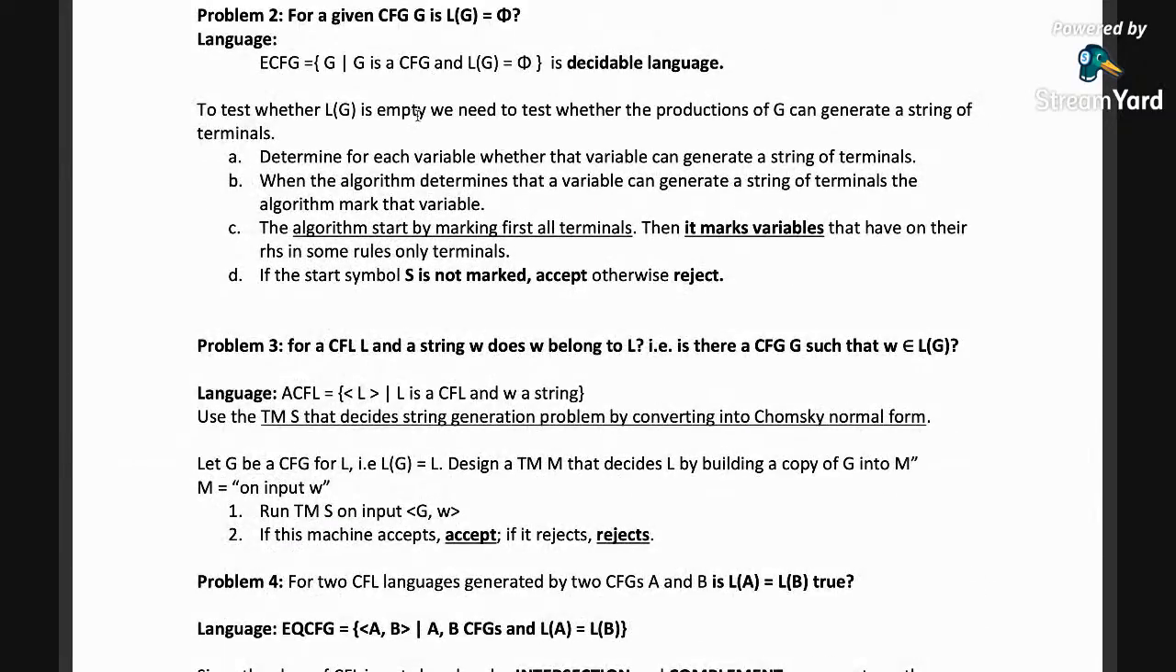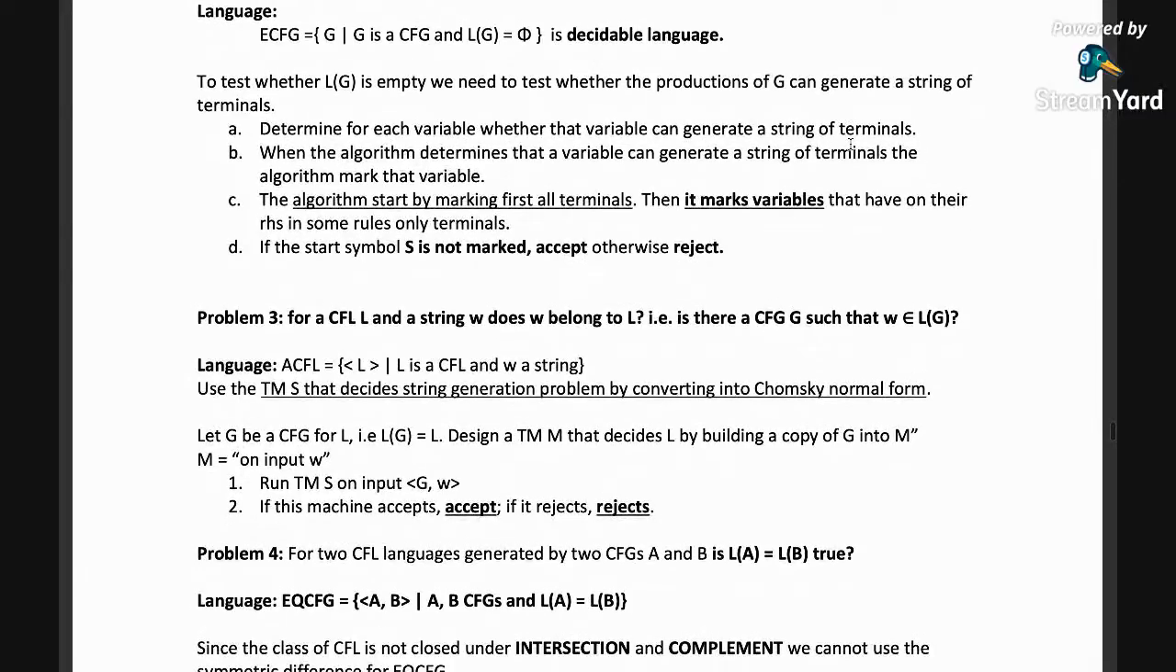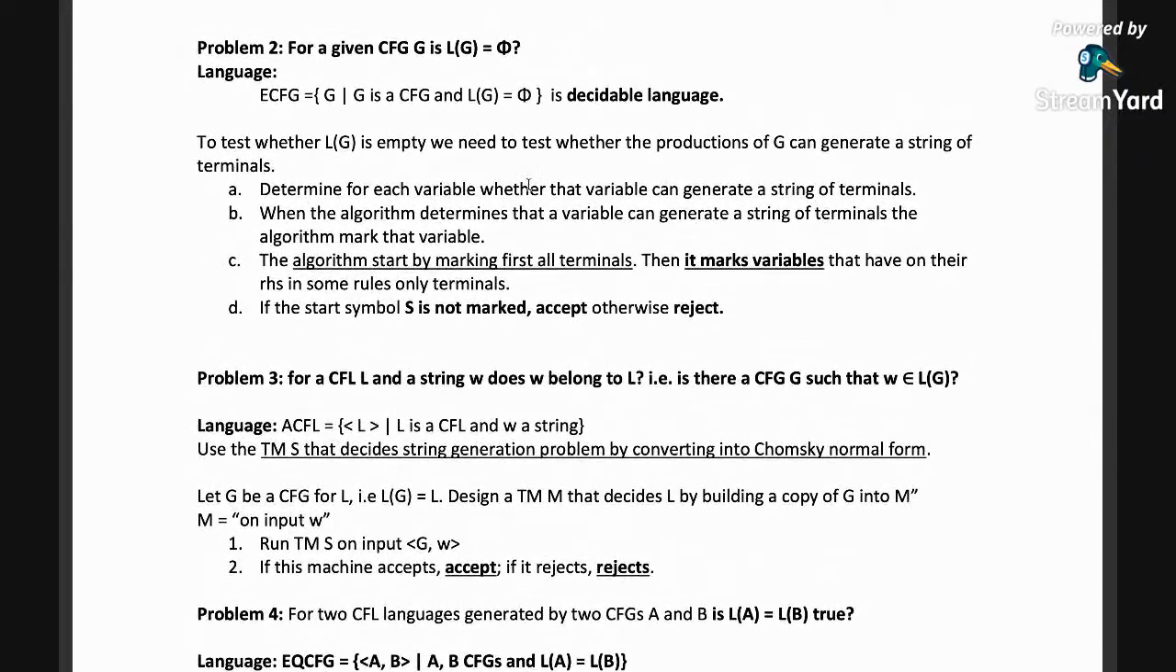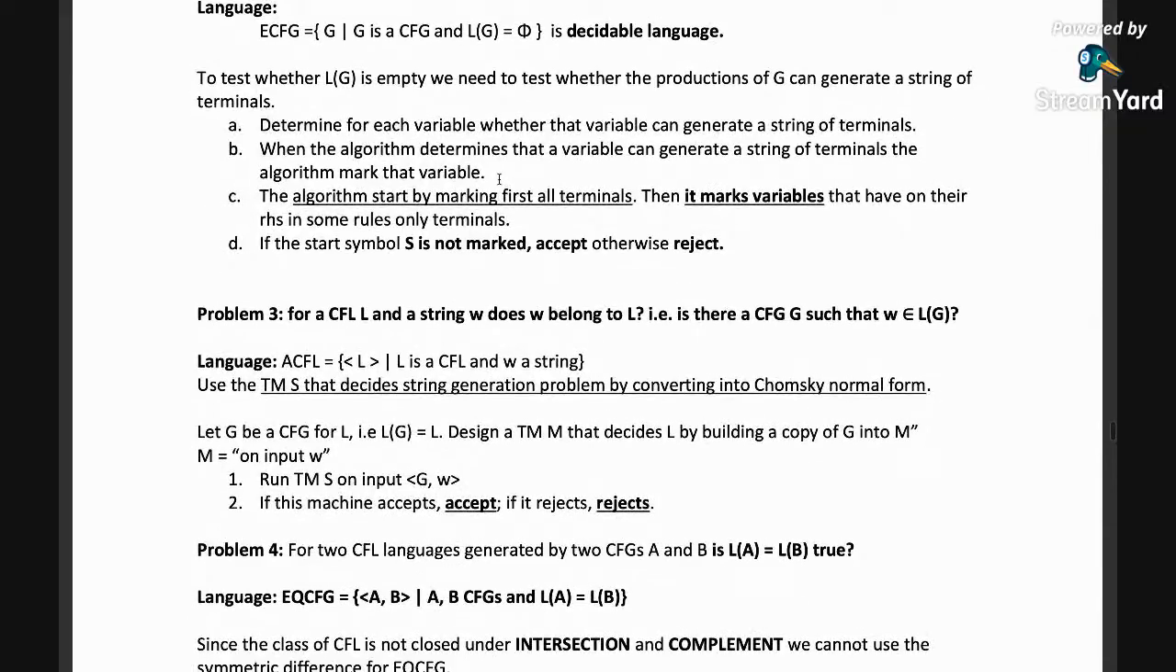To test whether L of G, the language of the context-free grammar, is empty, we need to test whether the productions of G can generate a string of terminals. Determine for each variable whether that variable can generate a string of terminals. When the algorithm determines that a variable can generate a string of terminals, the algorithm marks that variable.